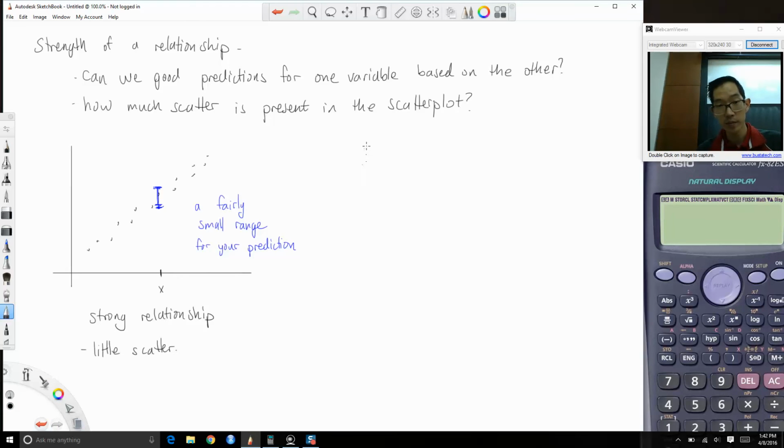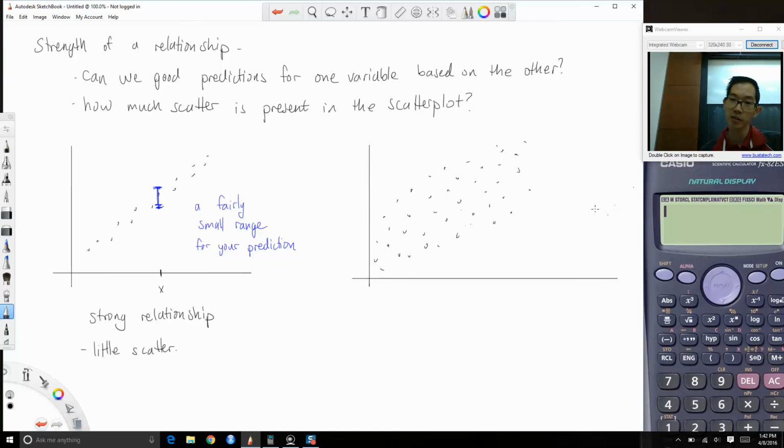On the other hand, we can have lots of scatter. Maybe even more. Okay, so overall we still have a positive relationship. So still a positive relationship. Okay, but this would be a weaker relationship as far as strength goes. Okay, we see a lot more scatter.